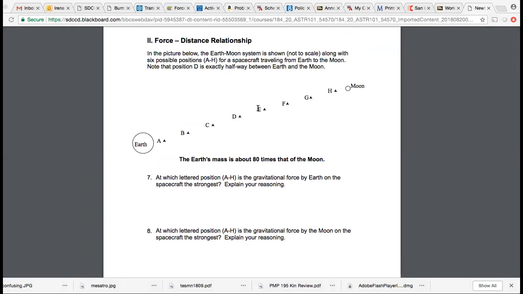How many times more would the Earth pull? I don't know. I think it says over here the Earth's mass is about 80 times that of the Moon. So it would pull 80 times more. Exactly. And so that's by a lot more than what the Moon would pull in the middle. Okay, very good. What's the next one?